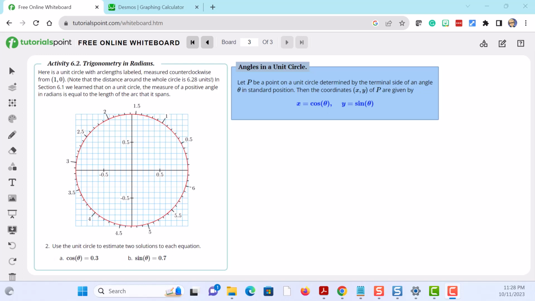In this video, we're going to use the unit circle to estimate two solutions to each equation. The first equation is cosine of theta is equal to 0.3. Now, because we're working with a unit circle, we know that x is equal to cosine of theta. So solving cosine of theta equals 0.3 is the same as finding the values of theta where the x-coordinate is equal to 0.3.